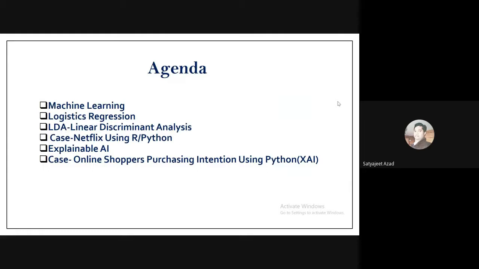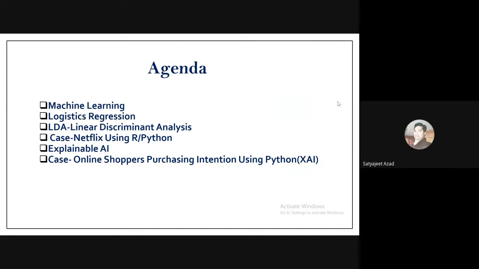Typically I'll cover logistic regression. There is also something called linear discriminant analysis, which is a dimension reduction approach and is also used to classify. This algorithm is similar to logistic regression, but it's different. They also reduce the dimensions. We will see through examples, and we will also take one small case of Netflix and try to solve it using R.